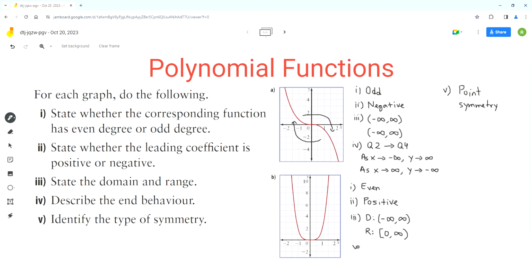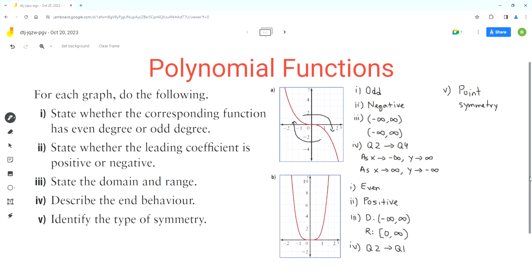And now we can describe its end behavior. In terms of quadrants, the end behavior can be described as quadrant 2 to quadrant 1, because the graph starts from quadrant 2, it comes down and then it bounces back up and ends up in quadrant 1.